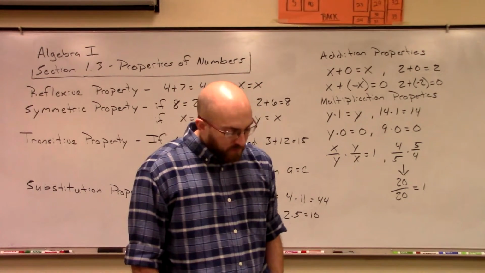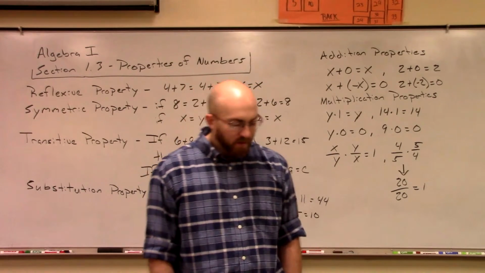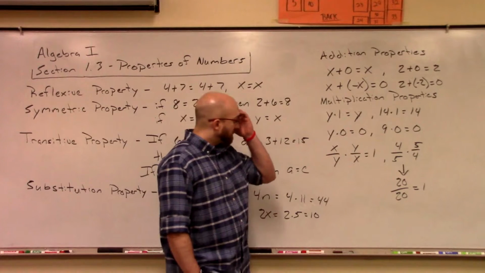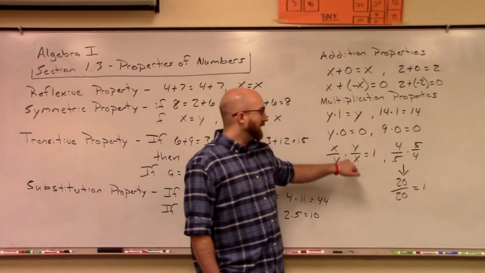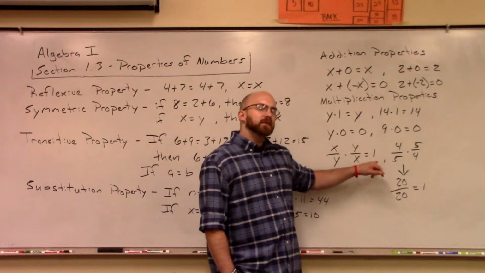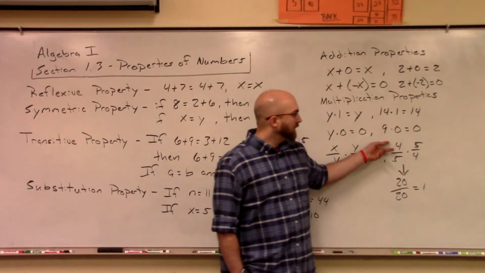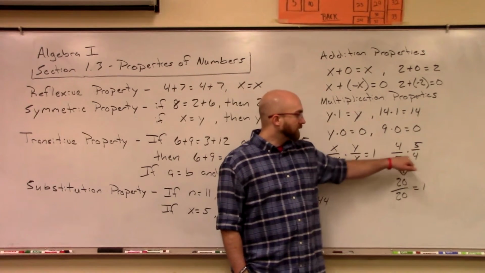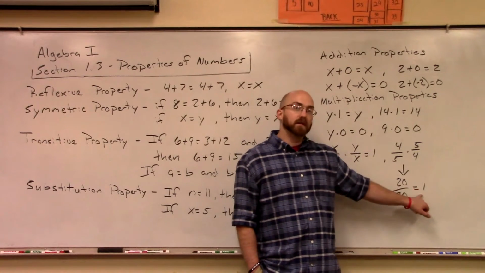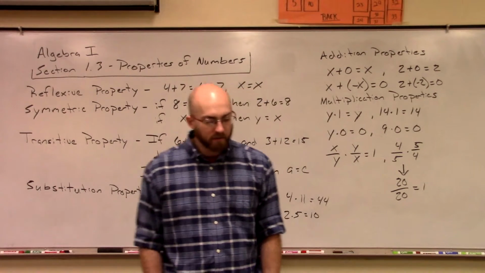And the last one is the multiplicative inverse. I'm not even going to explain from the book because it's confusing. Say I have x over y times y over x. That equals 1. This one might be best seen in numbers: 4 over 5 times 5 over 4. You see this one is flipped to this one. So 4 times 5 is 20, and 5 times 4 is 20. Well, that equals 1. That's basically how the multiplicative inverse works.